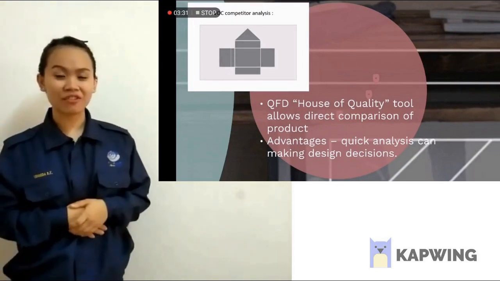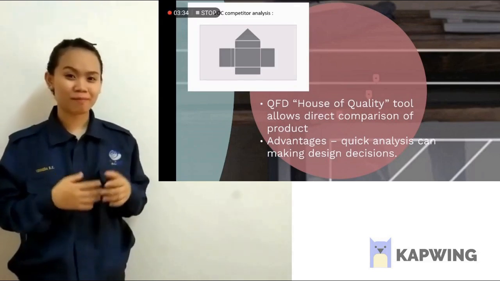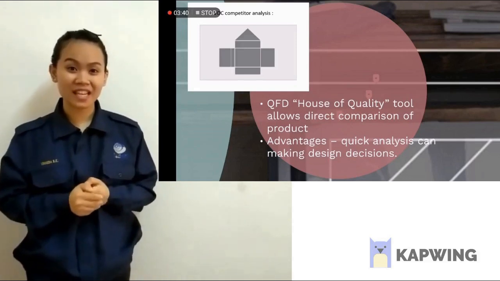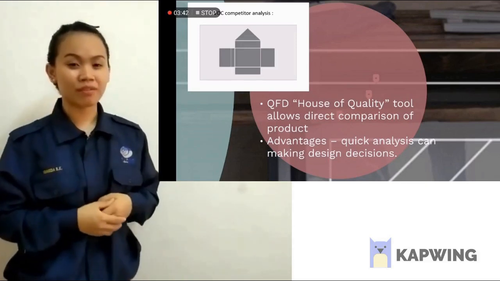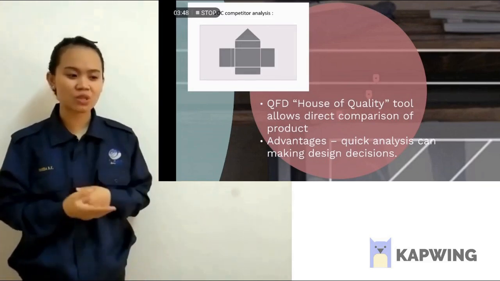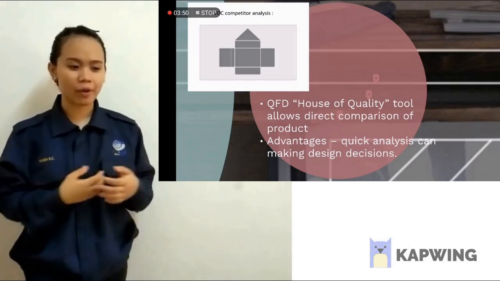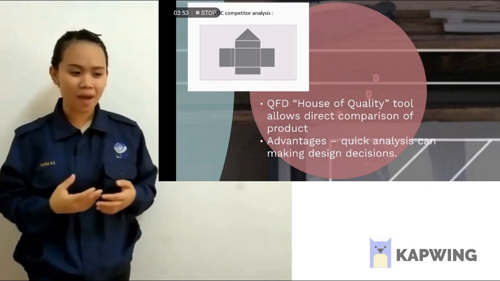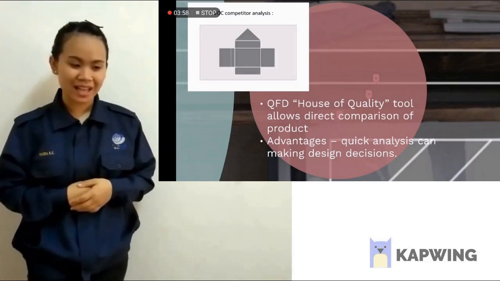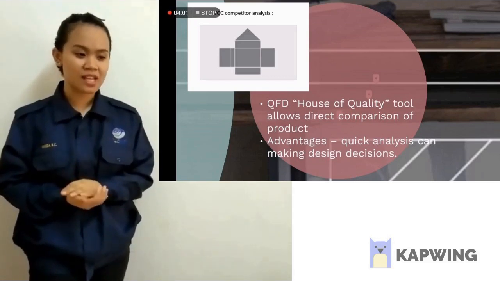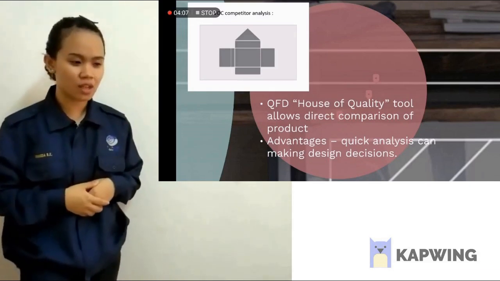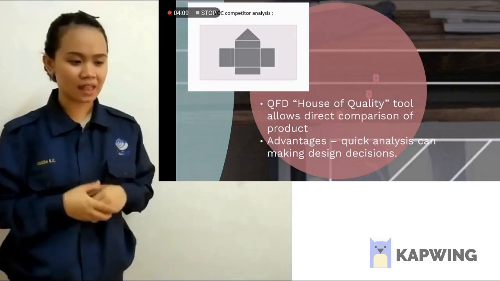Next, the second reason, VOC competitor analysis. When we apply quality function deployment in our manufacturing, QFD acts as a tool for voice of customer analysis. QFD, which is the House of Quality tool, allows direct comparison of how our product stacks up to the competition in meeting the voice of customer. The advantage of this is a quick analysis that can bring a benefit in making design decisions that could place us ahead of the pack.